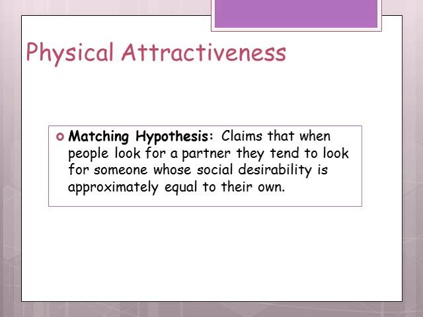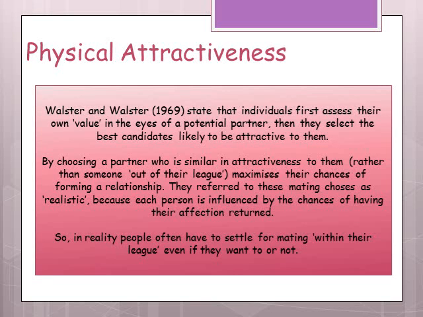Physical attractiveness: we need to be aware of the matching hypothesis. This claims that when people look for a partner, they tend to look for someone who is socially desirable and approximately equal to their own level. So they tend to go for people that are of a similar attractiveness level to themselves or look quite similar to themselves. So Walster and Walster state that individuals first assess their own value in the eyes of a potential partner, and then they select the best candidate likely to be attracted to them. By choosing a partner who is similar in attractiveness to them rather than someone out of their league, it maximises their chances of forming a relationship.